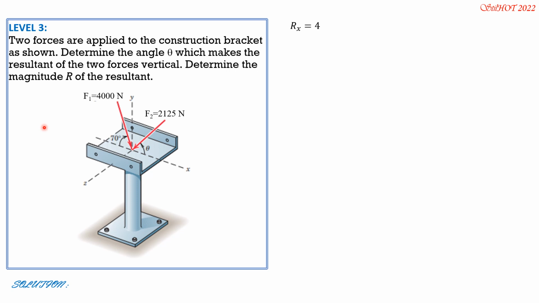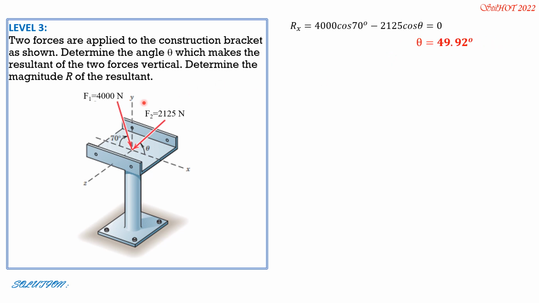That's Rx. So 4,000 cosine 70, the x component of 4,000, which is positive, then 2125 is negative because it is going to the left, going towards the negative x-axis. Then equate to Rx, which is 0. From here, we can solve for theta. 4,000 cosine 70 over 2125, then inverse cosine. So theta is 49.92 degrees.